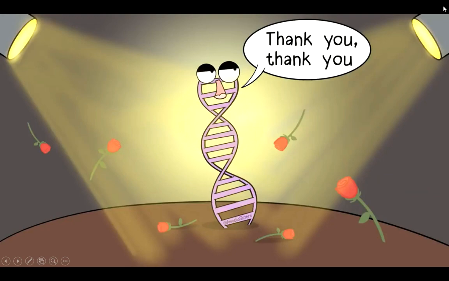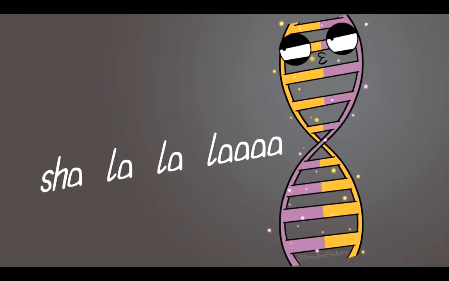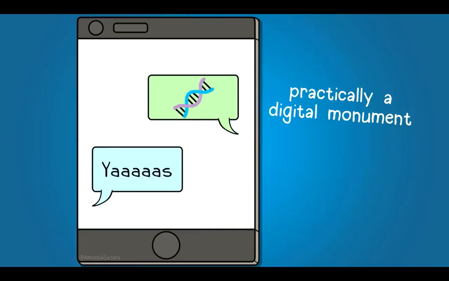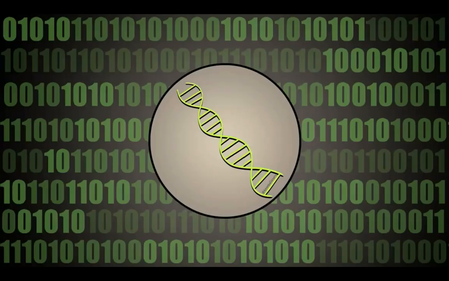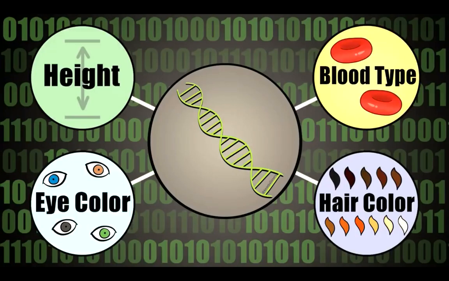Sometimes it feels like DNA gets all the credit. Yes, the structure of DNA is amazing. It has a beautiful double helix structure, a twisted ladder, it has its own emoji. DNA stores genetic information and codes for your traits.